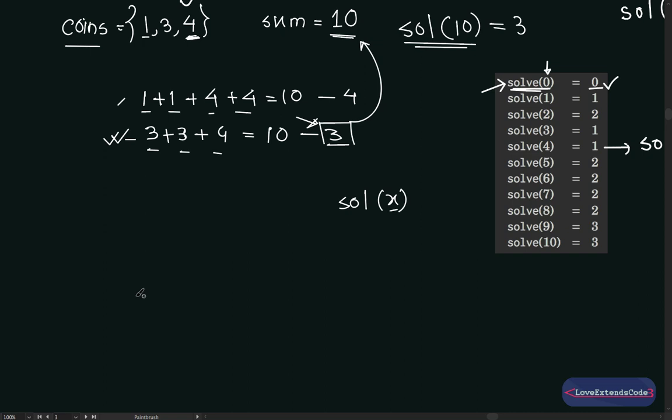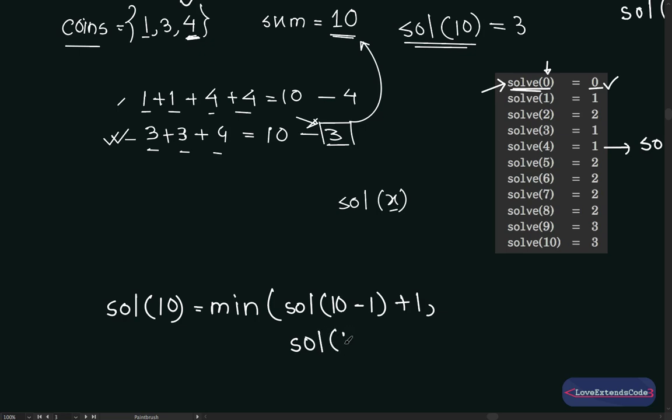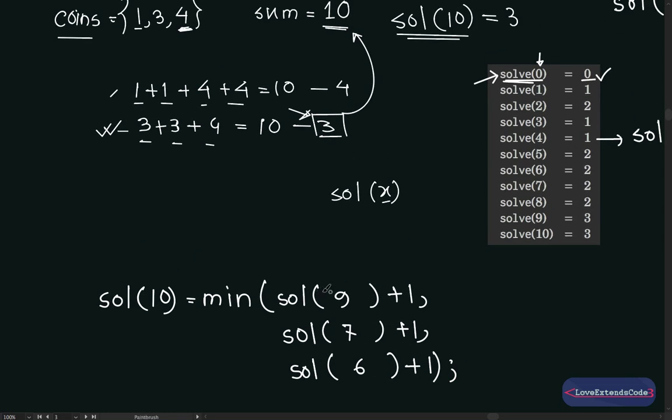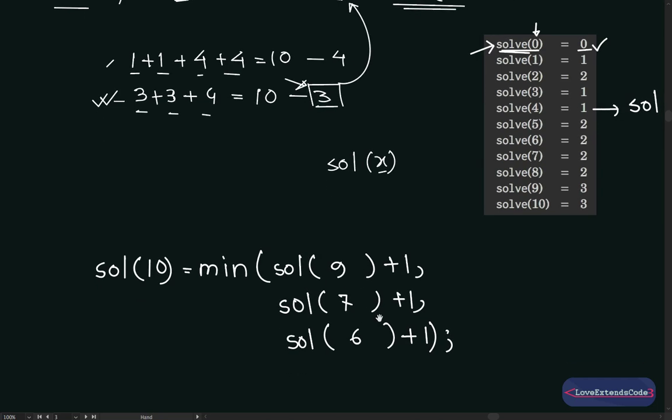Now if we try to define solve(10), it can be defined like this. I can say solve(10) equals the minimum of solve(10 minus the first coin, which is 1) plus 1, solve(10 minus the second coin, which is 3) plus 1, or solve(10 minus the last coin, which is 4) plus 1. Now 10 minus 1 equals 9, 10 minus 3 is 7, and 10 minus 4 equals 6. Now solve(9), solve(7), and solve(6).